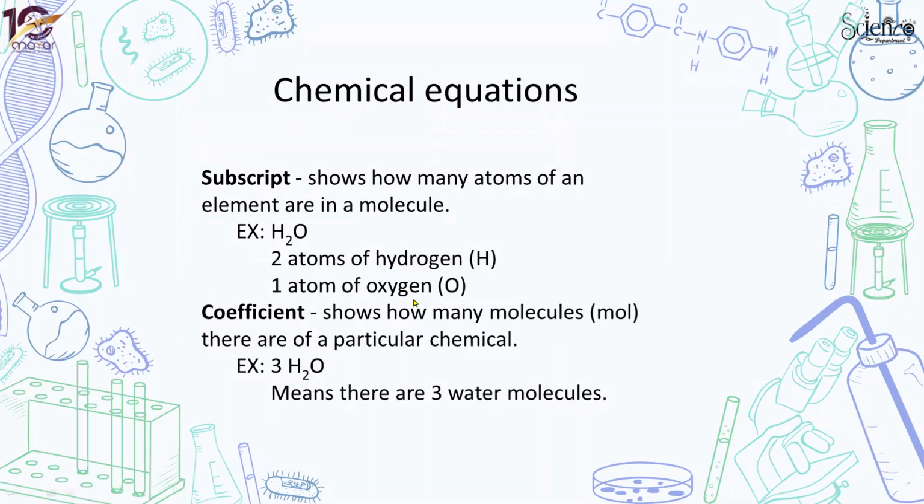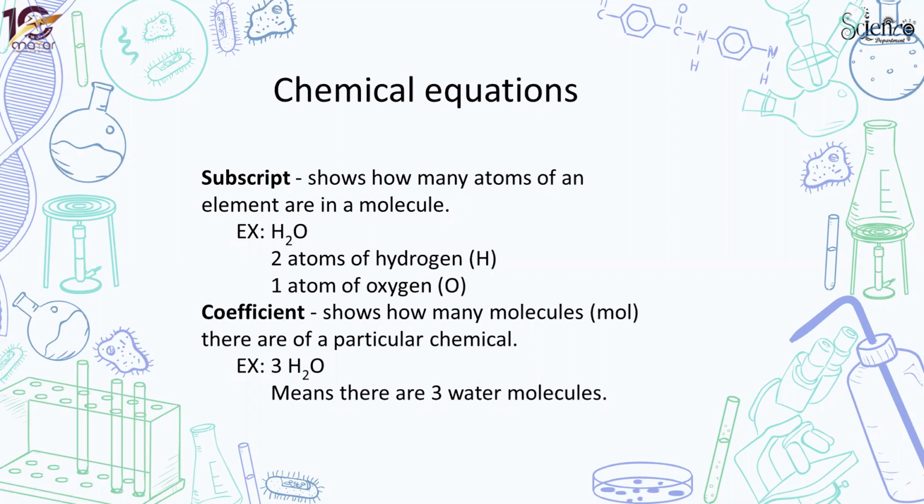Now, before we start balancing, it's very important to understand the following: a subscript shows the number of atoms in an element or a molecule or even a compound. So the subscript, which is the number written here, like here, it's H2O. This too, it's a subscript. It shows the number of hydrogen atoms in the water molecule. It means that we have 2 hydrogen atoms in this water molecule. And since here we have no number, it means we have 1 atom of oxygen.